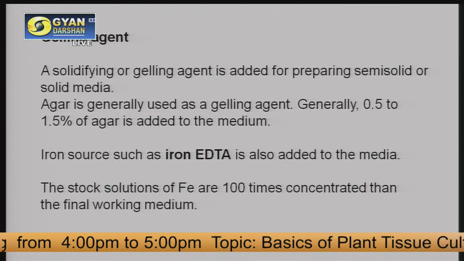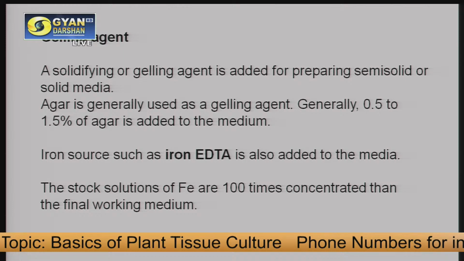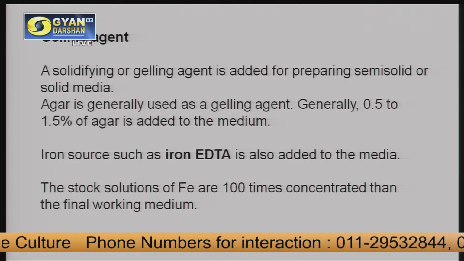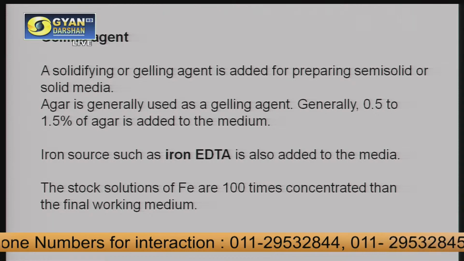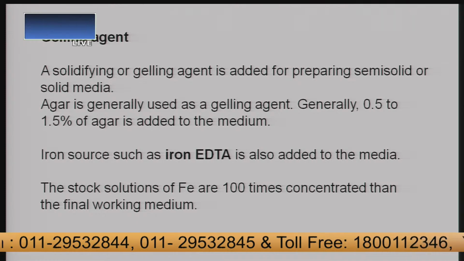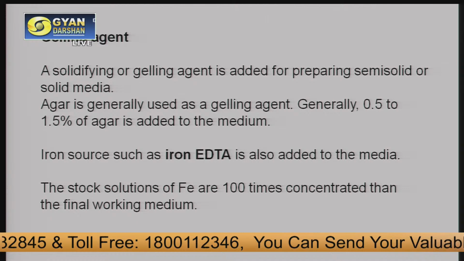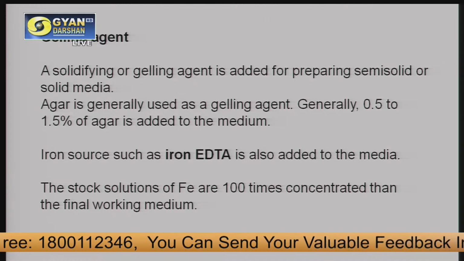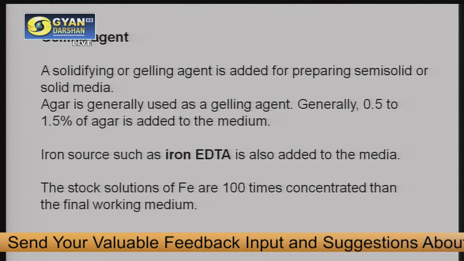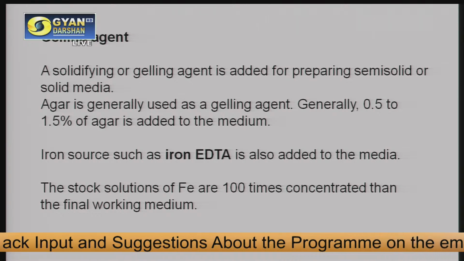Now, if you want to grow the tissue in a solid medium, I hope you understand what is meant by solid medium and liquid medium. Liquid medium means it's a liquid culture, and solid medium means it is a solidified medium. So how do you solidify the medium? Because you are preparing a solution containing all the salts, carbon source, that is sugar, the vitamins, the amino acids, the hormones. But then how do you solidify the medium?